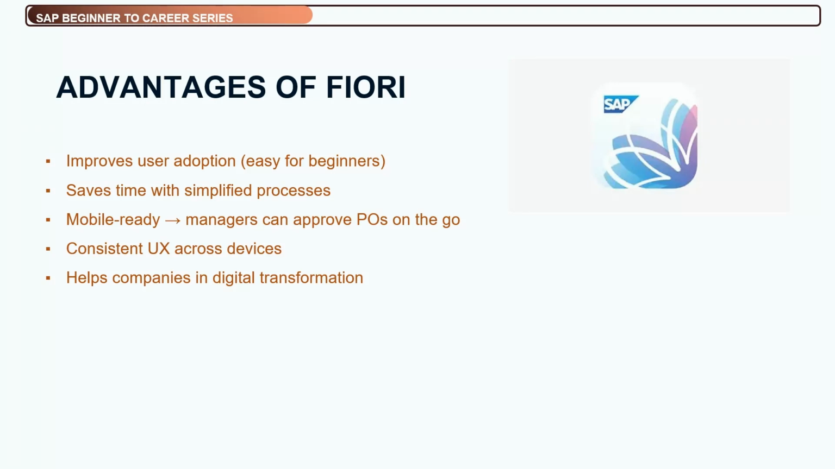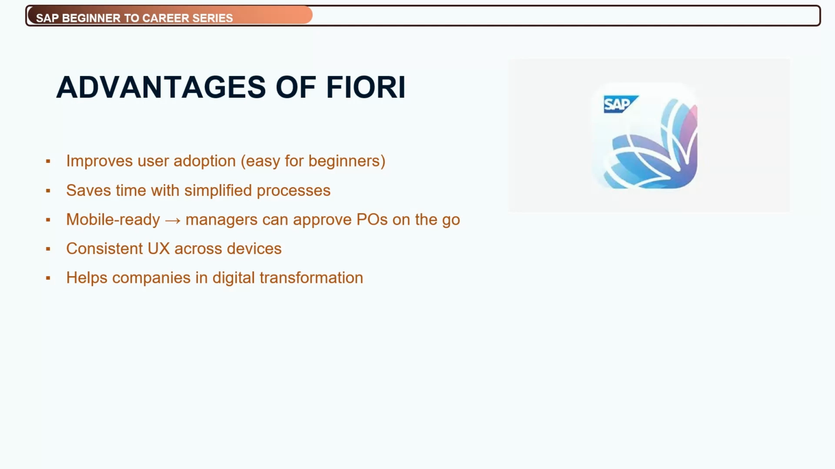Saves time with simplified processes. You are given role-based access. All the tiles which are relevant to your role have been activated. So it saves time. You don't need to go to Easy Access and navigate. It's a very simplified process. The relevant transaction app is visible, so it's easy. You can log into your system and do the transactional activities.